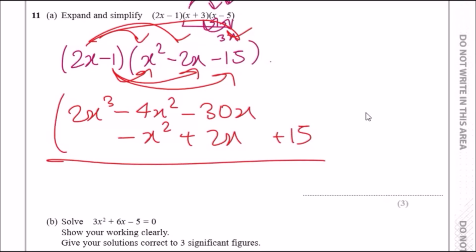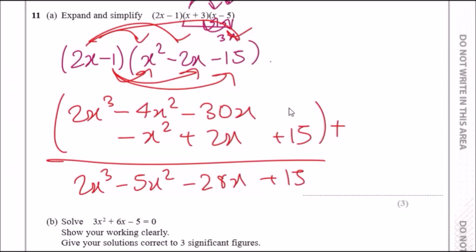And when you do that, and you add them all up, you collect like terms. You got 2x cubed plus nothing is 2x cubed. Minus 4x squared minus x squared gives us minus 5x squared. Plus 2x minus 30x is minus 28x. And then plus 15. And that's it. Fully expanded. Trust me. Quick and easy method. I really recommend you guys follow this way.